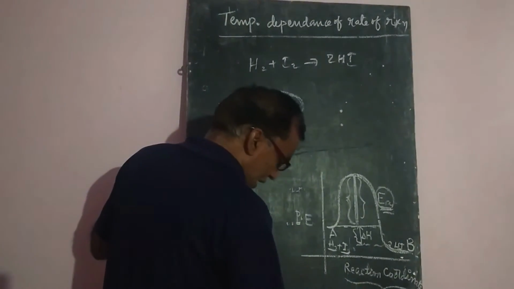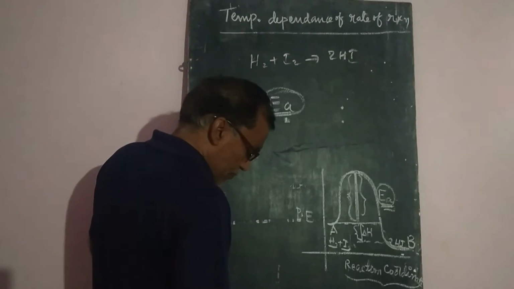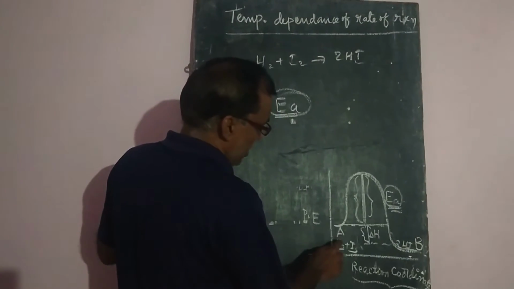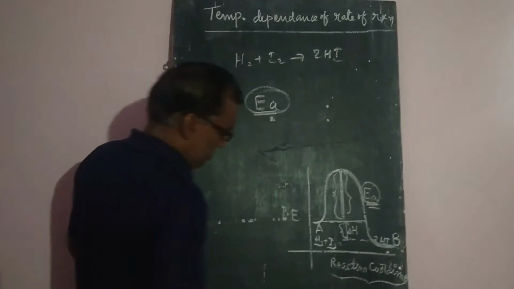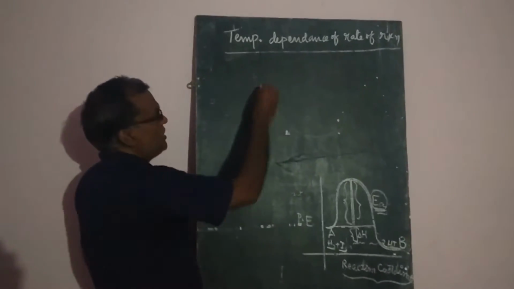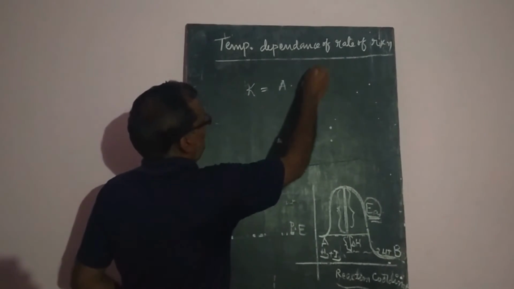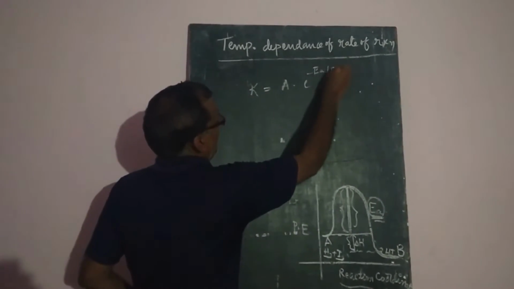And again, the reaction coordinate is nothing but the profile change, the energy change, of this hydrogen iodide formation. So the Arrhenius equation is k is equal to A into e to the power of minus Ea by RT.